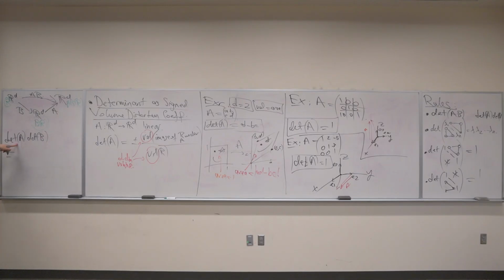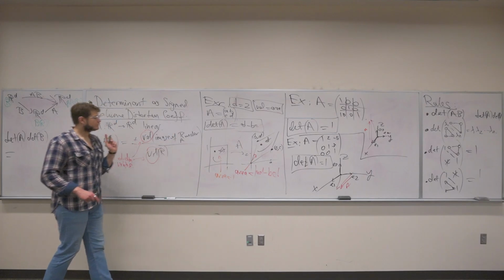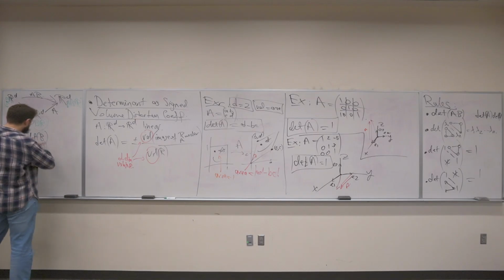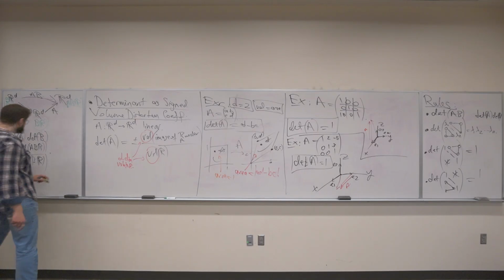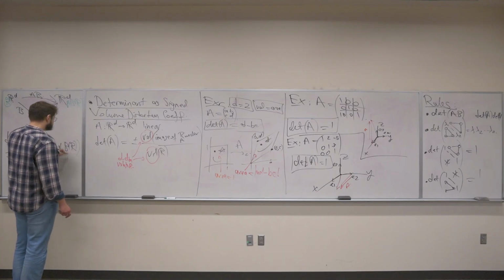Okay. So the point here is that I get to use whatever shape I want here. Okay? As long as it has positive volume. The determinant of A is the ratio of the volumes of these two things. So volume of ABR divided by volume of BR. And the determinant of B is the volume of this divided by the volume of this. Volume of BR divided by volume of R.